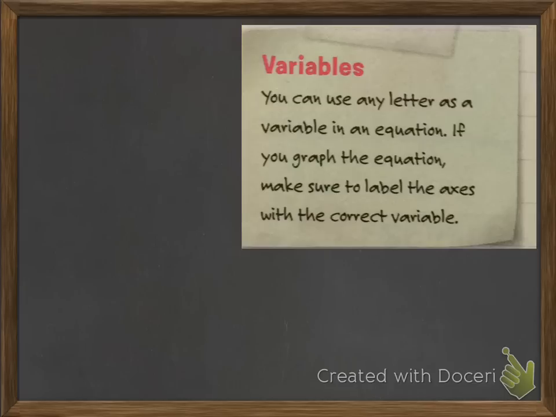On the left-hand side of your page, you'll see a little green sticky and it says variables. You can use any letter as a variable in an equation. If you graph the equation, make sure to label the axes with the correct variable. So when it says you can use any letter, you can, unless of course they gave you the letter in the problem like they did in the last two.